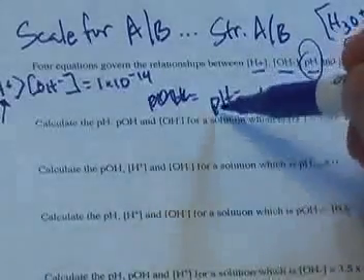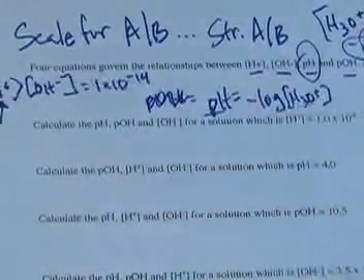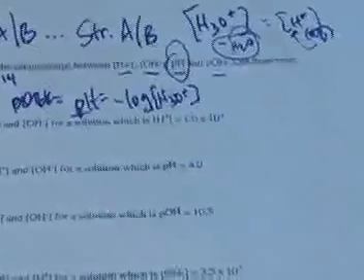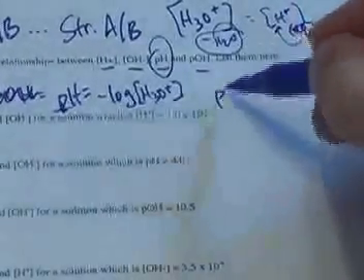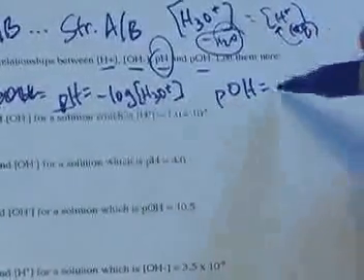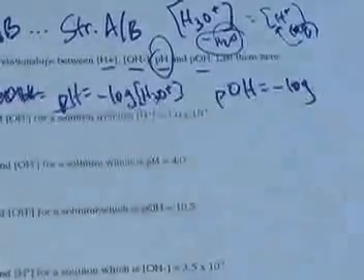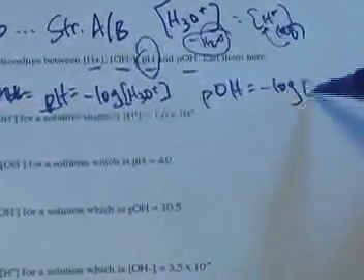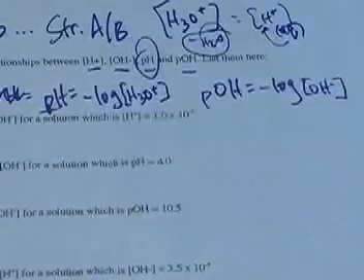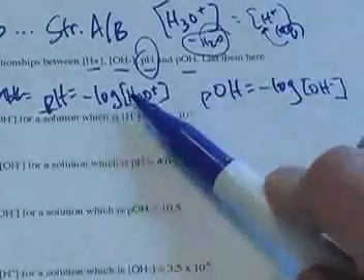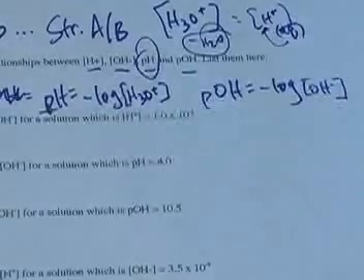There are other p scales as well. The other p scale that happens to be really valuable to us is the pOH, which simply means we're going to take the negative log, not now of the H3O plus, but the negative log of the OH minus ion concentration. So you can see the difference here. One is the H plus and one is the OH minus.